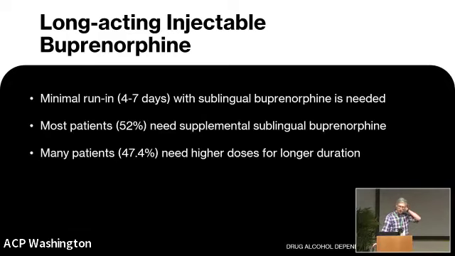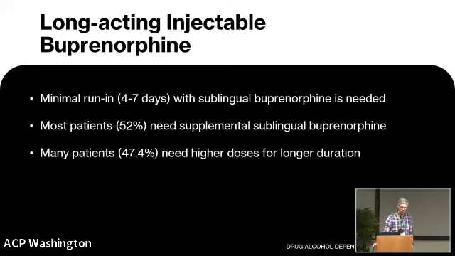They also found that most of the patients in this cohort needed supplemental sublingual buprenorphine. I think sometimes providers feel uncomfortable when using the LAI and also prescribing sublingual buprenorphine on top of it, but a slight majority of patients needed that in order to stabilize their symptoms. So that should, I think, be considered completely acceptable clinical practice.